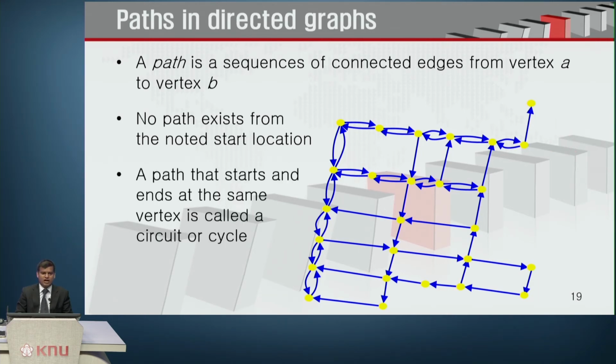A path that starts and ends at the same vertex is called a circuit or cycle. Sometimes you are in a kind of cycle, coming back to each other. Say for example, in this part, start at A and end at B, but you can see it is going in a cycle, and it must have a length greater than or equal to 1.